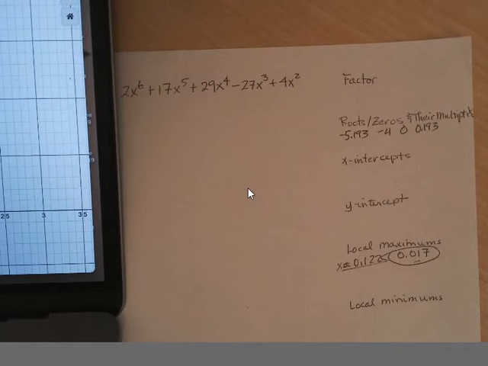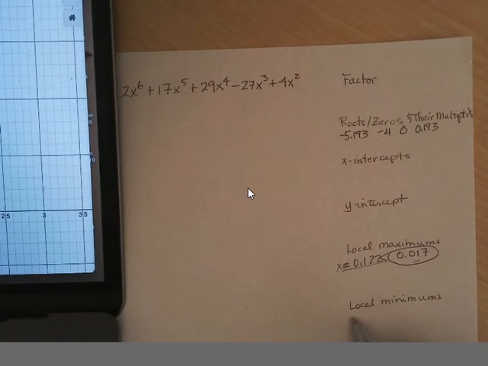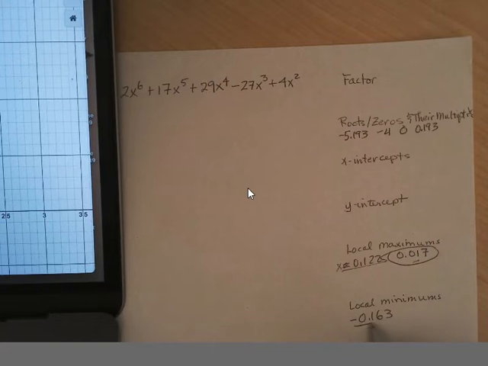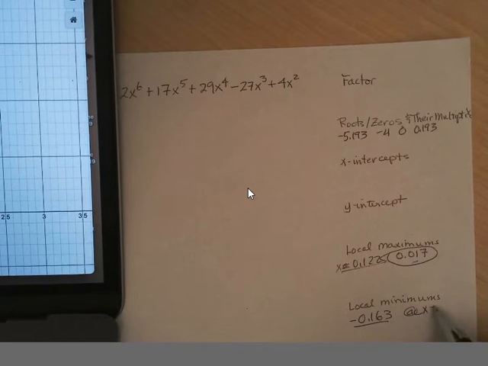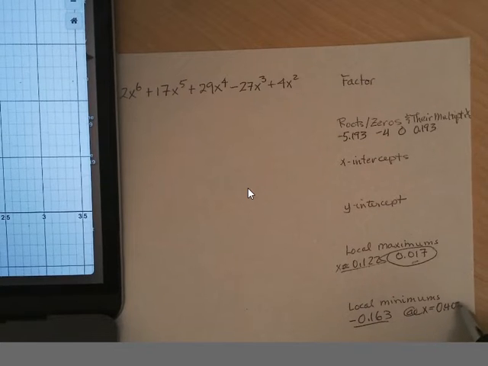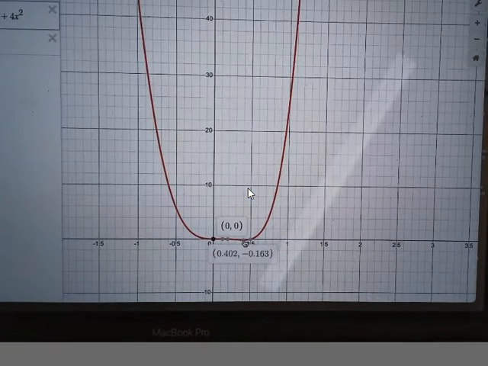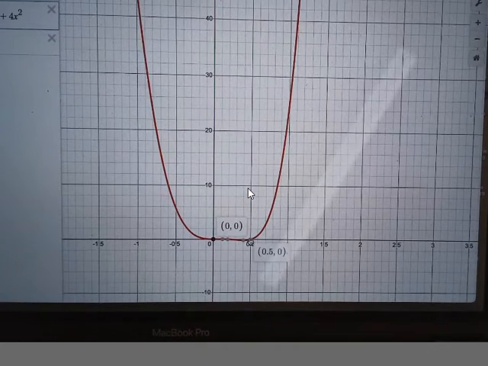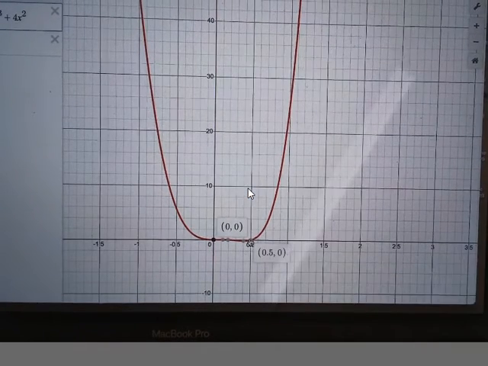And there's a local minimum right there. I should write it this way: negative 0.163 is the local minimum. You can put, if you want to, at x equals 0.402. That's the place I'm looking at. But I wanted the 0. And it looks like there's a 0 at 0.5.